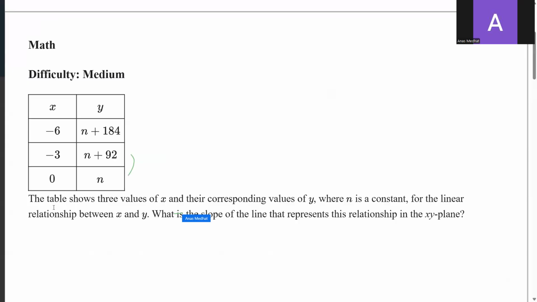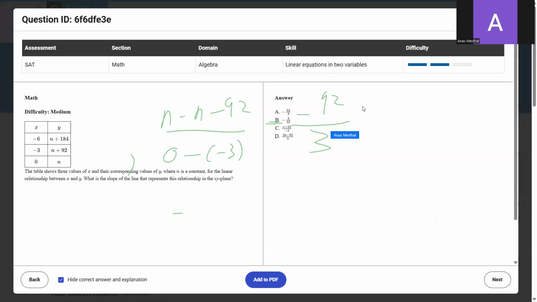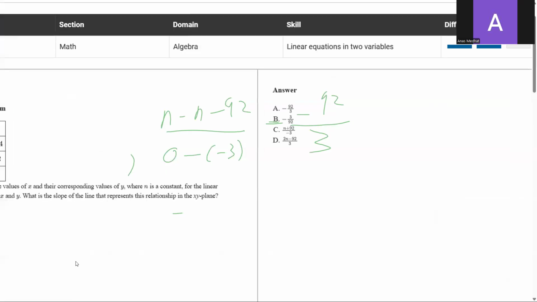It will be n minus 92 over 0 minus 3. That gives you minus 92 over 3. This should be the slope. The answer is E.